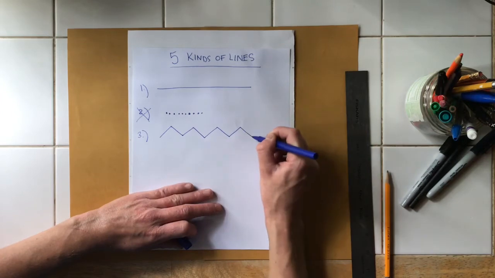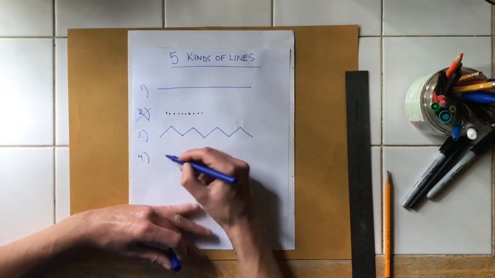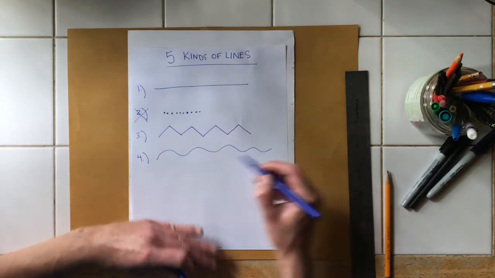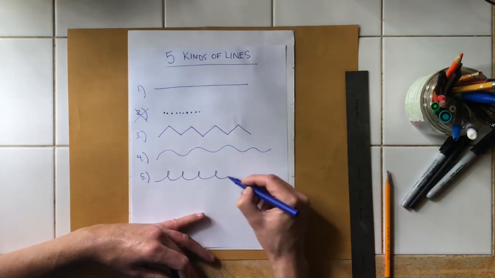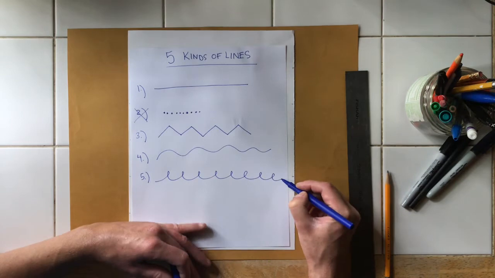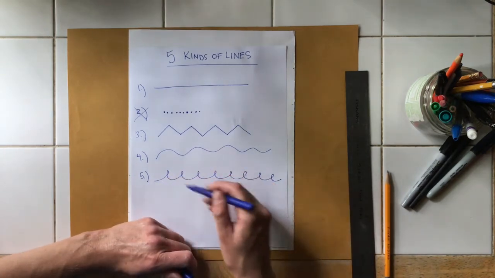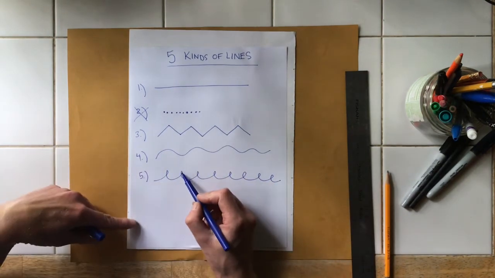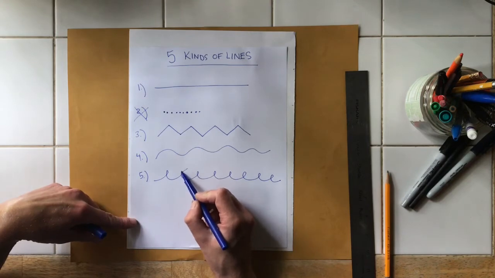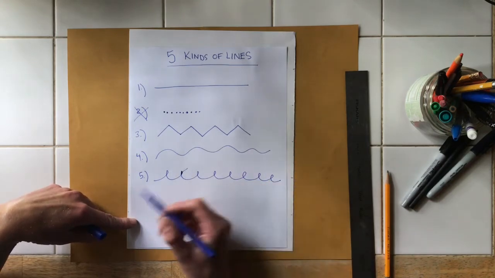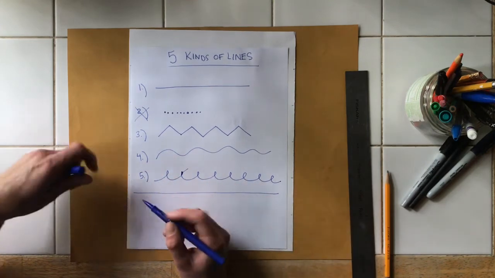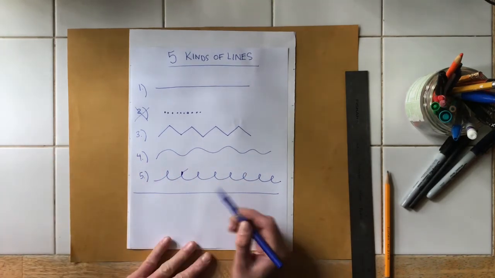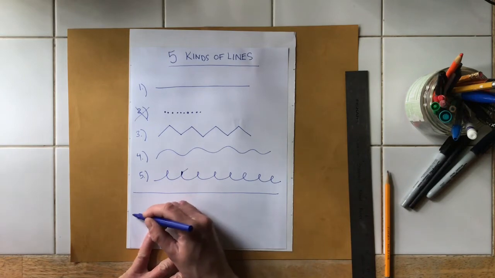Zigzag. We've got our wavy or curvy, our loop-de-loop line. Also not the most ideal for this project because of these little spaces in here, although it wouldn't be the worst, so you could probably use that one. Okay, so your 5 basic kinds of lines, and then of course you can use a combination of those types of lines. Those are not the only kinds of lines.